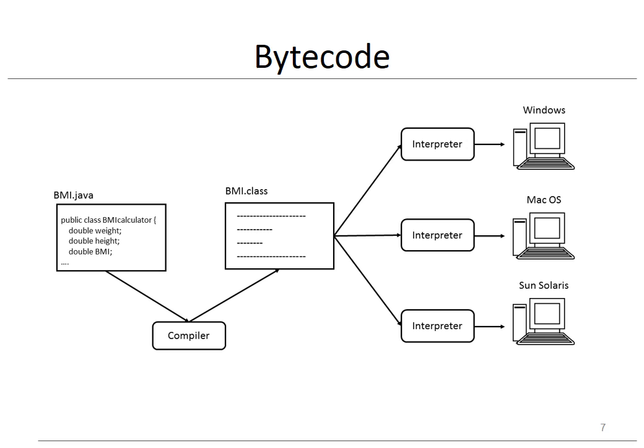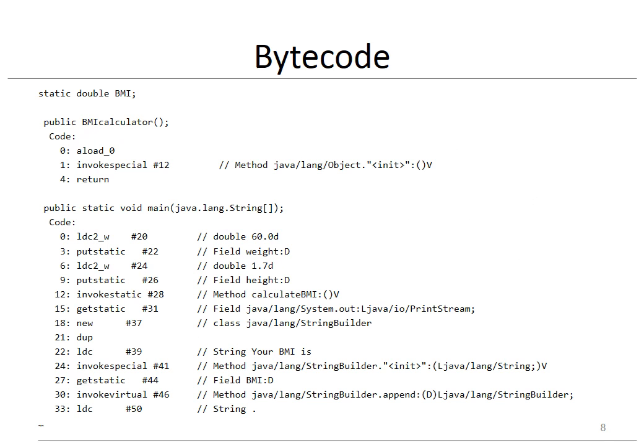The bytecode will then be parsed by a platform-specific interpreter in order to execute it. An interpreter is an implementation of the Java Virtual Machine, or JVM, which can be thought of as a virtual CPU or a virtual central processing unit. Here you can see the bytecode for our BMI calculator example. Remember, this is platform-independent code.